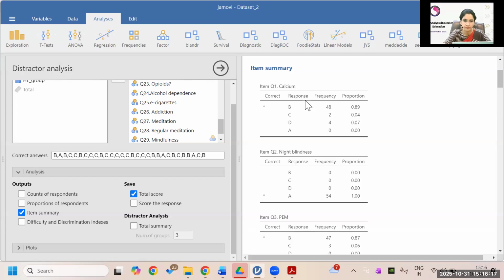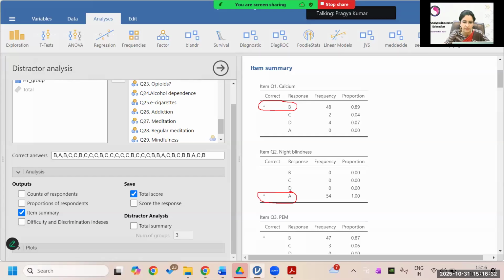Like you can see here, the correct response is always given by the star. You can see there's a star at the B. That means B is the key here. Similarly, there's a star at the A, so A is the key here. Similarly, here the star is at the B, so B is the key here. So wherever the star is, that's the key. That means that's the right option.